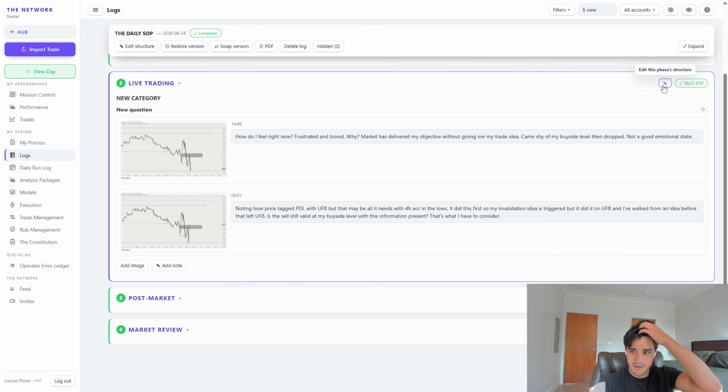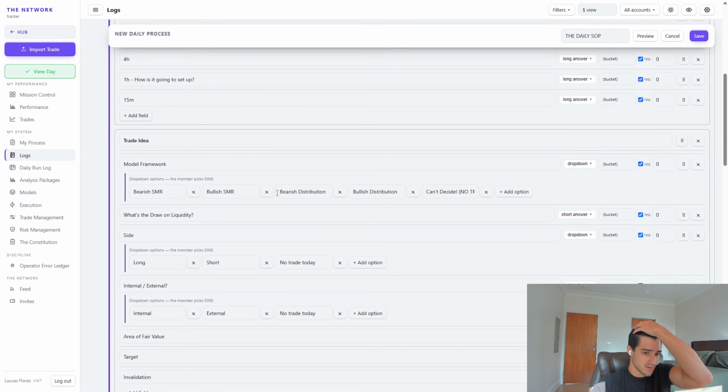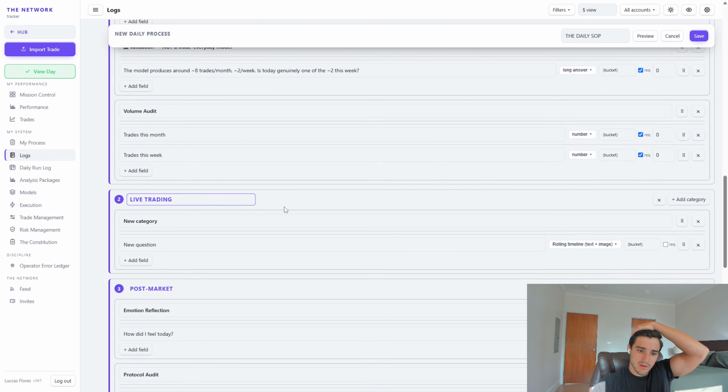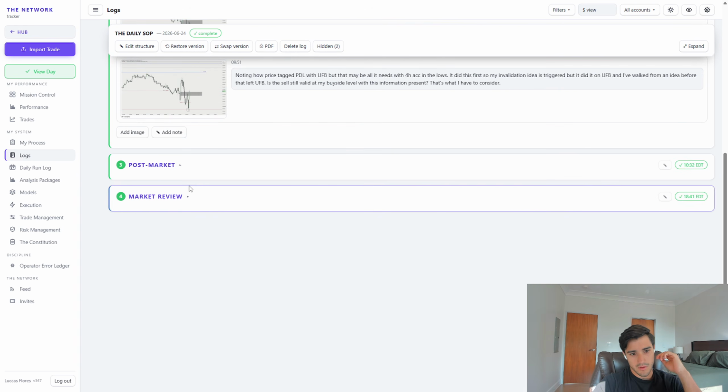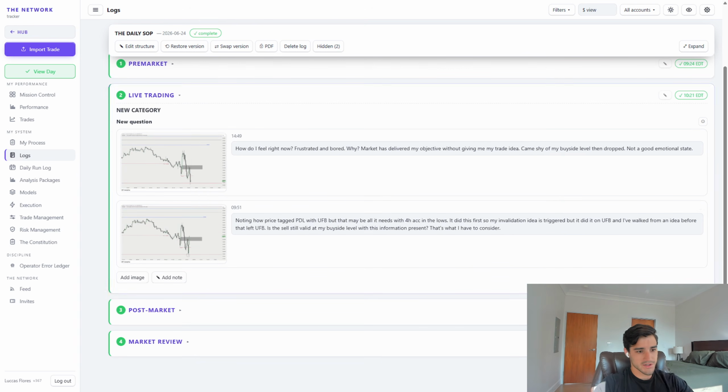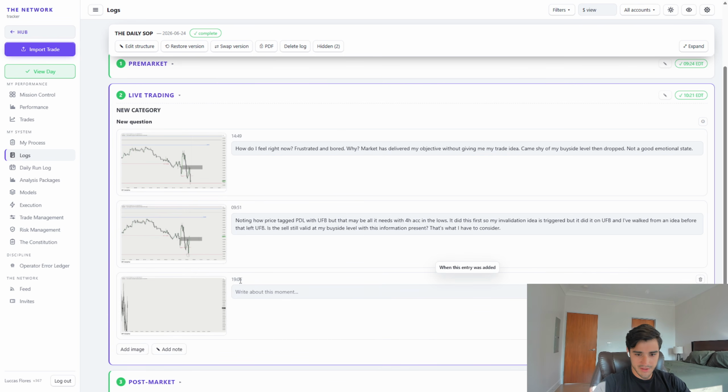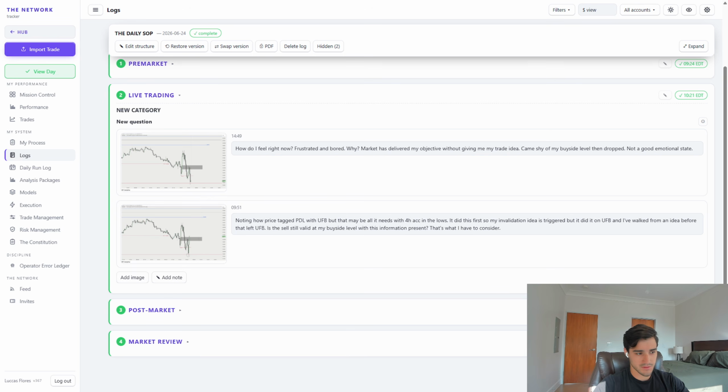Sometimes that gets really frustrating, which is what I experienced intraday. So I made this thing where I can go in here, and it's called a rolling timeline, right? So I can just come in here, paste a screenshot, and it'll put a timestamp of what time it was. And then I can just write here about whatever's on the image and whatever I want to discuss.